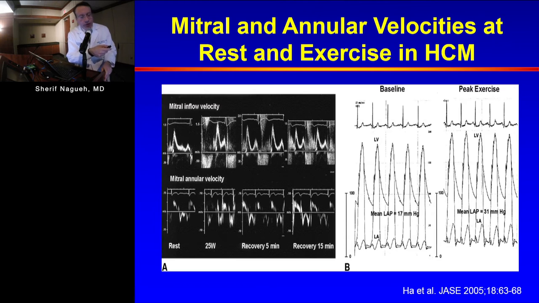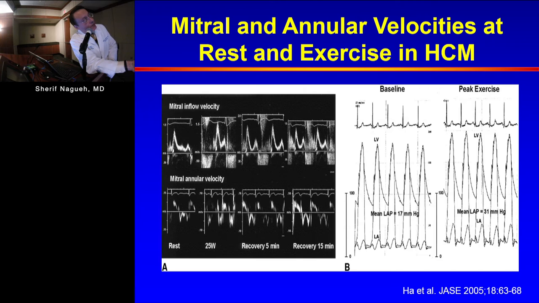The patient exercises, systolic pressures go up. That's a normal response, still no obstruction. But notice what happens to mean LA pressure, almost doubles from 17 to 31 with a very large A wave. Atria with a large A wave and large V wave pressures, not simply because of MR, but also because they are frequently stiff atria.